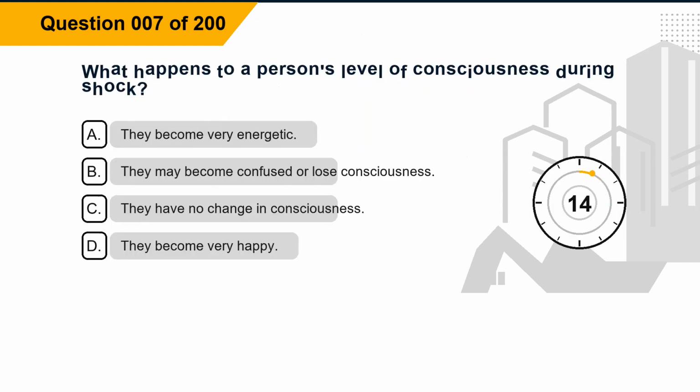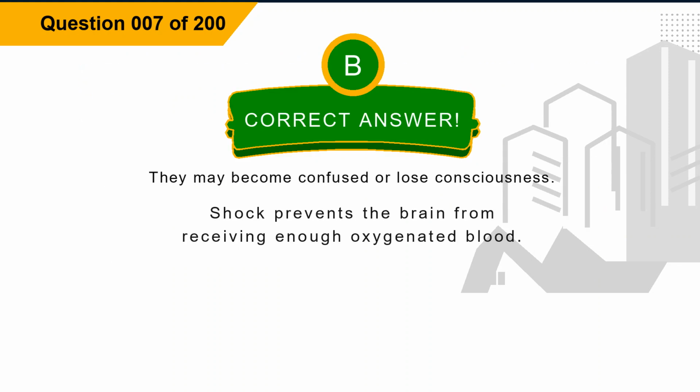Question 7. What happens to a person's level of consciousness during shock? Option A, they become very energetic. Option B, they may become confused or lose consciousness. Option C, they have no change in consciousness. Option D, they become very happy. The correct answer is option B, they may become confused or lose consciousness. Explanation. Shock prevents the brain from receiving enough oxygenated blood.